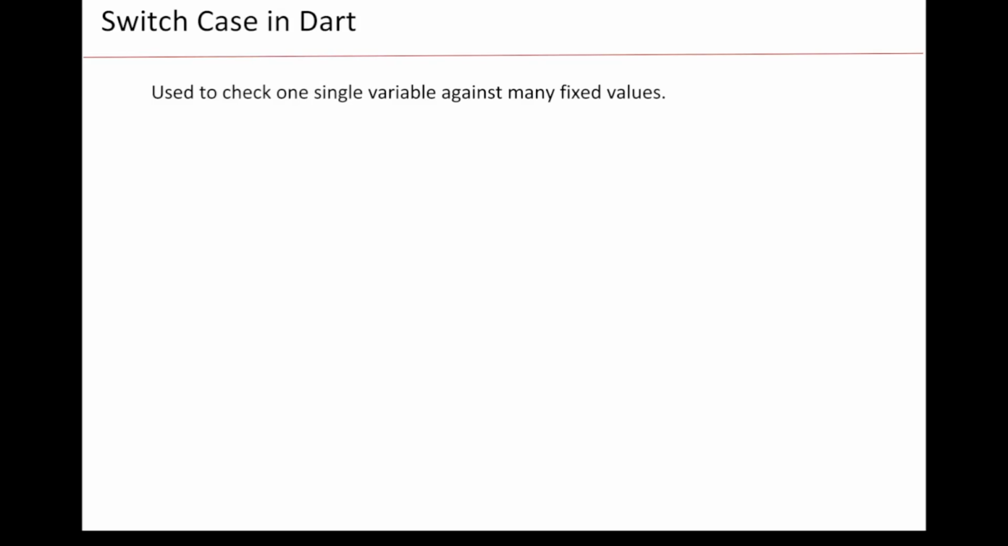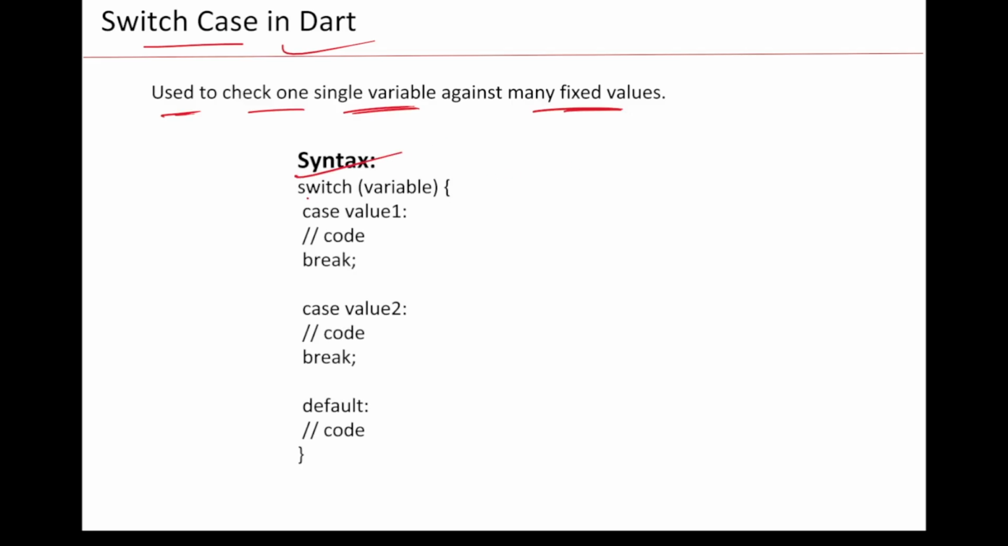Hello developers. In this tutorial, we will understand the switch case conditional statement in Dart. It's used to check one single variable against many fixed values. Here we have the syntax: switch, the variable, and then inside this switch block we write our conditions. So let's get coding to understand better.